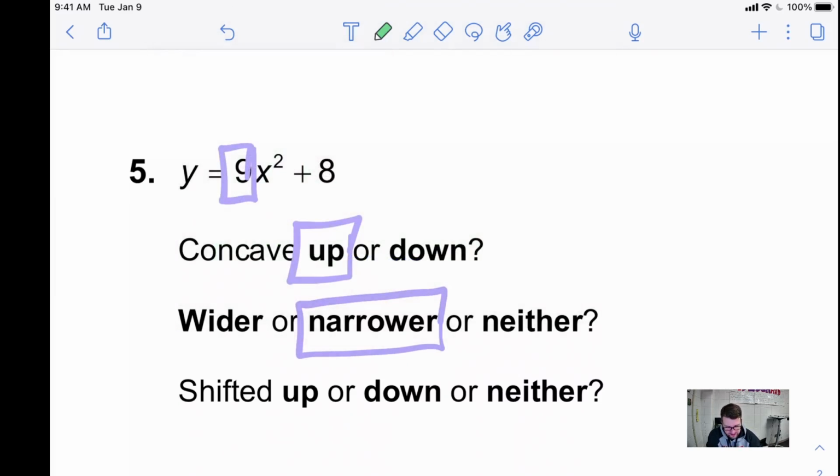Last part here says, is our graph shifted up, down, or neither? That's where you look at this last piece over here. Since we added 8, that is going to refer to shifting us up. If you subtracted 8, we would have gone down.